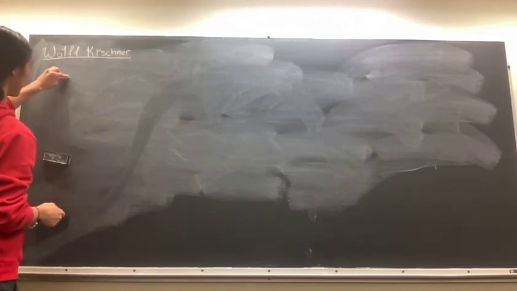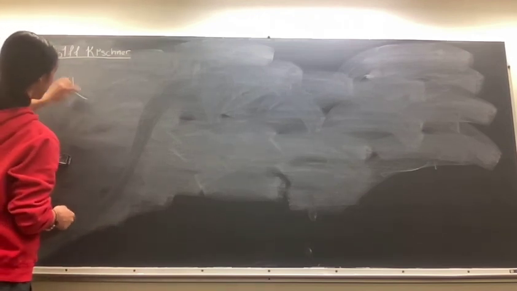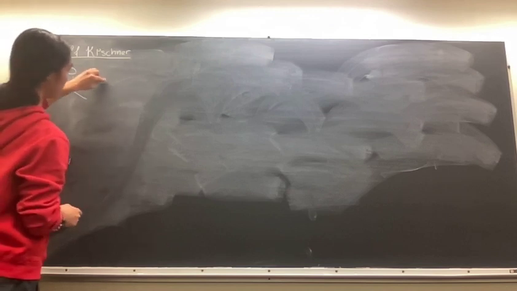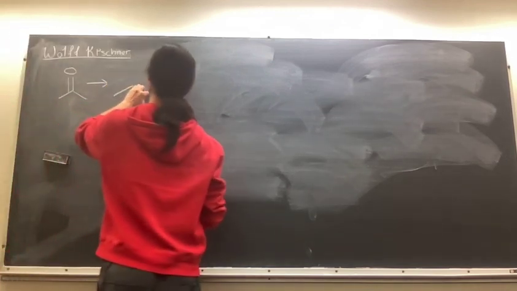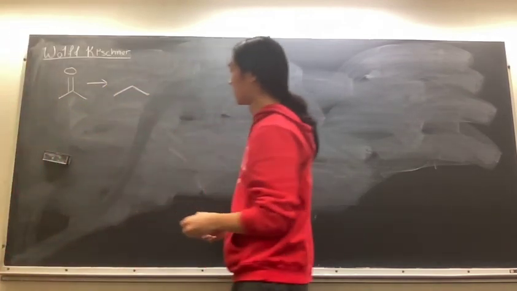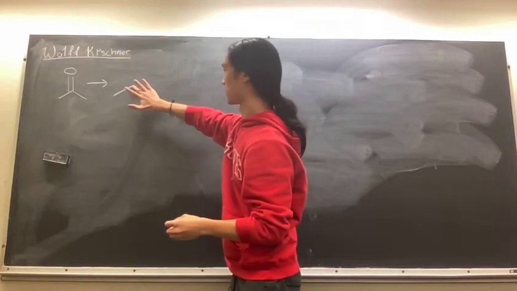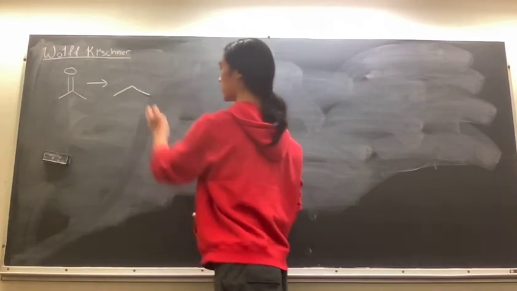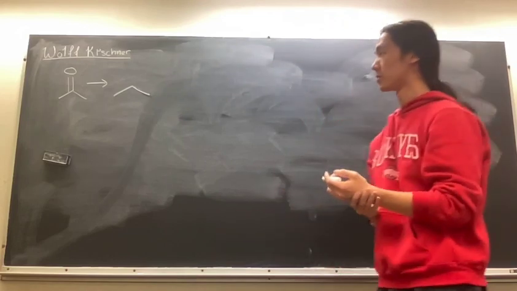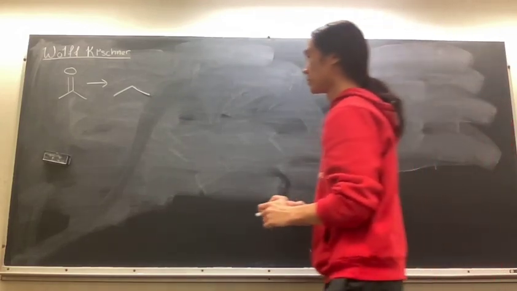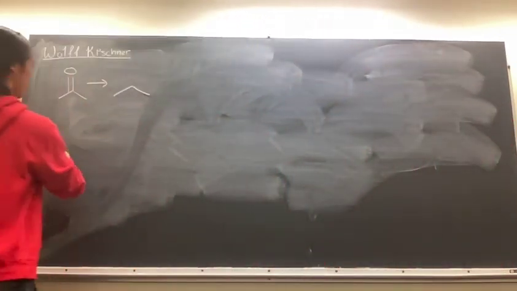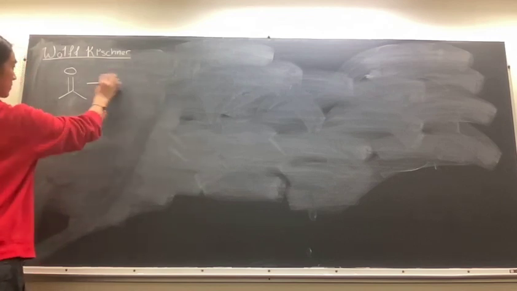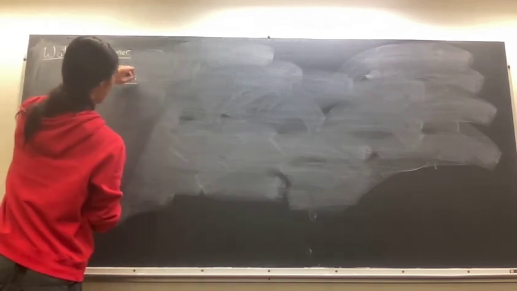Wolff-Kishner is just, the goal is to completely reduce a carbonyl. Just looks weird. And we're going to do this basically, the first step we do is we turn this into the hydrazone. So I can draw the entire mechanism.